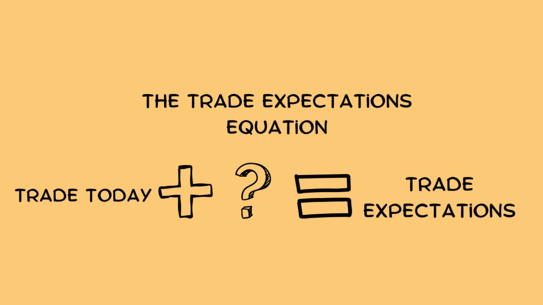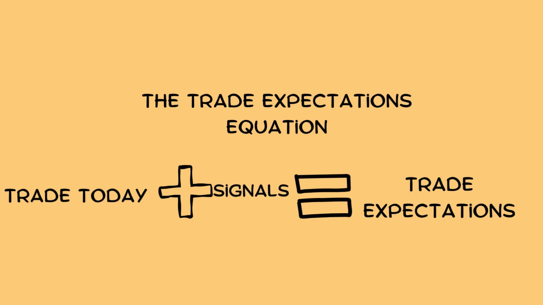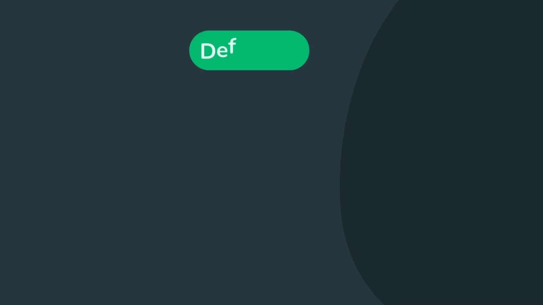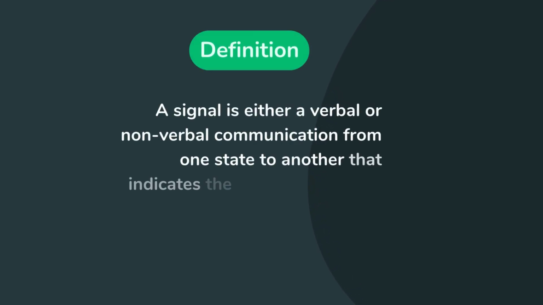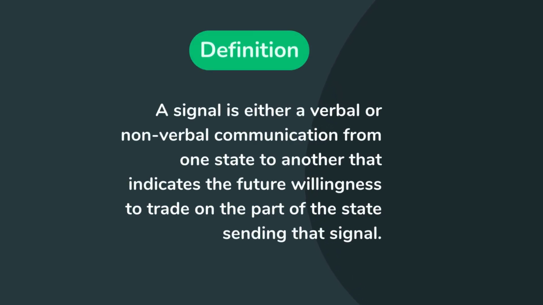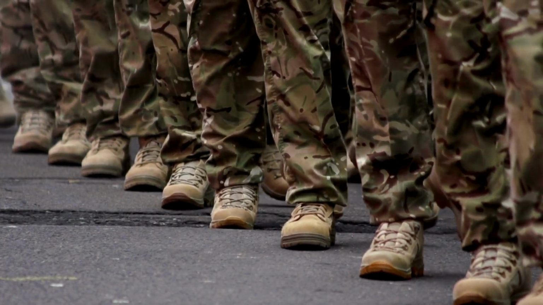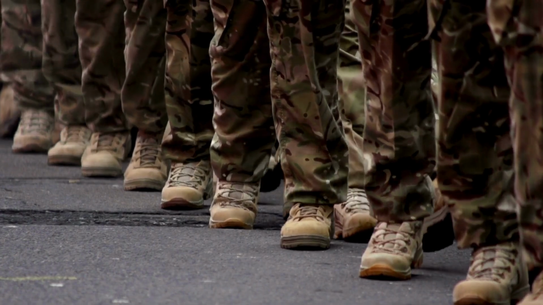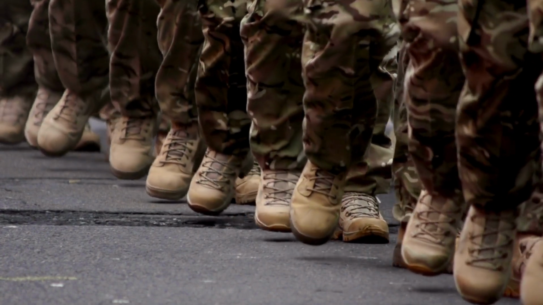Expectations of future trade flows will be some function of trade today, but it will also be a function of certain signals. A signal is either a verbal or nonverbal communication from one state to another that indicates the future willingness to trade on the part of the state sending that signal. Signals that indicate worsening trade expectations may be partly to blame for Germany's decision to choose war in July 1914 and August 1939.